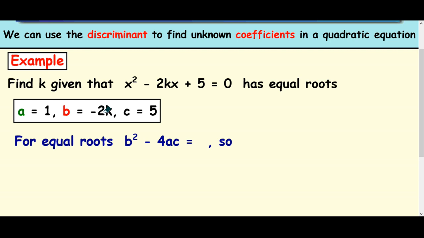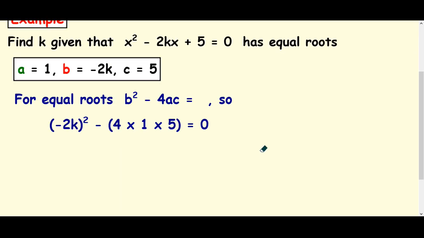Now when you're putting that in and you're squaring it, like the last one, I put it in a bracket. So it's minus 2k, squared, because that's going to end up with a positive 4 when you square it. Again, these are common mistakes that people make. Put the second bit in a bracket, and it's going to be 4 times 1 times 5 equals 0. So that's going to give us 4k squared. And 4 times 1 times 5, that's 20, isn't it? So minus 20 equals 0.